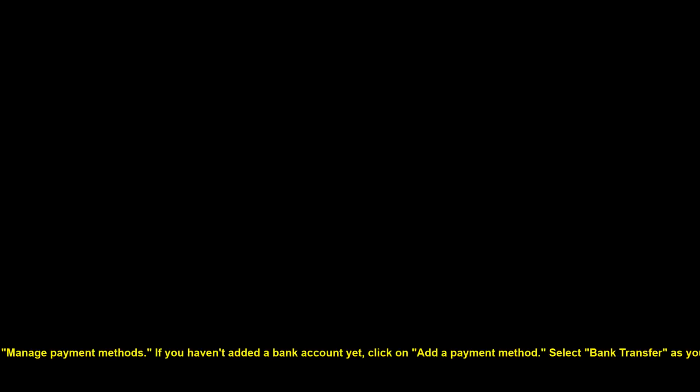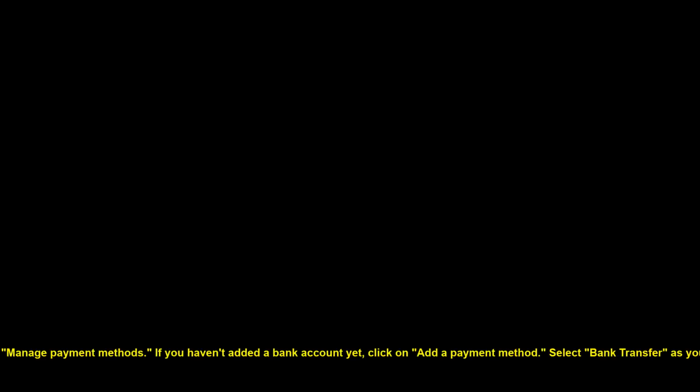Log into your Google AdSense account. On the home page, navigate to the Payments section on the left side menu. Check your account balance to ensure you have reached the minimum payout threshold. Locate and click on Manage Payment Methods.